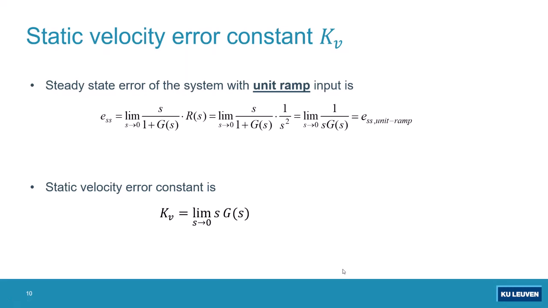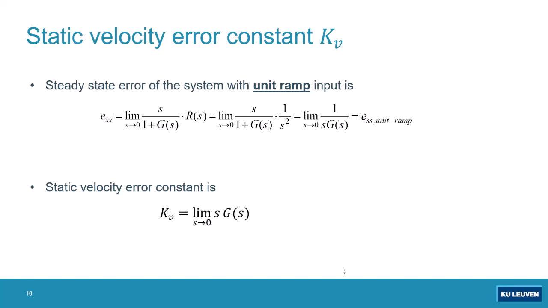In the previous video, we have already discussed static position error constant, where the static position error constant tells us the performance in terms of a steady state error of a unity feedback system when a unit step input is given to the system. We have already discussed how the effect of static position error constants to different types of system, type 0, type 1, type 2, and higher.